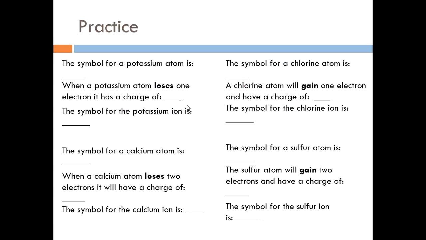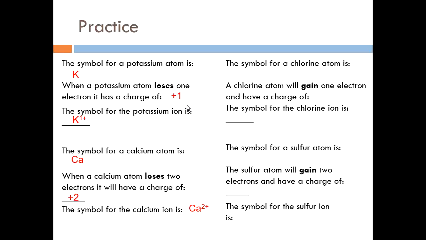So let's try these together. The symbol for a potassium atom is capital K. When a potassium atom loses 1 electron, it has a charge of +1. So then the symbol for the potassium ion is K, 1 plus. The symbol for a calcium atom is capital C, lowercase a. If it loses 2 electrons, it has a charge of +2. Plus lost, 2, meaning 2 electrons. The symbol for the calcium ion is capital C, lowercase a, superscript 2 plus.